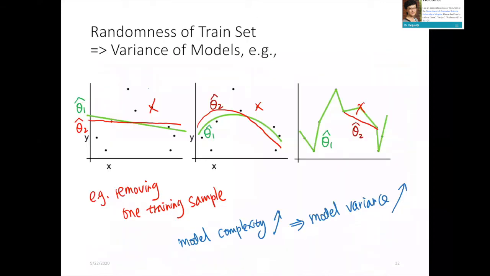The same thing applies in regression cases. If you remove some of the training data here, your regression immediately changes, so your model is very sensitive to the training data. So when the model complexity increases, your model variance normally increases.